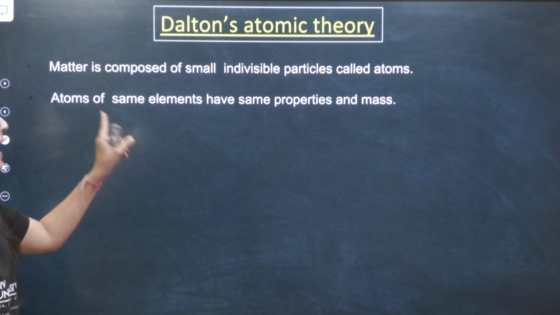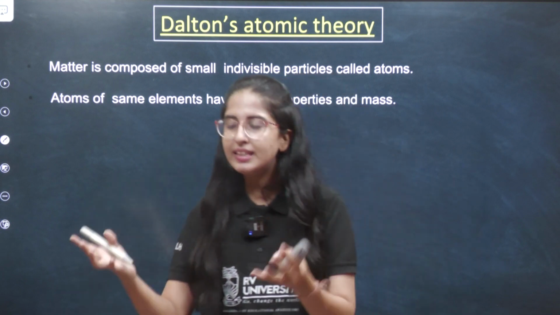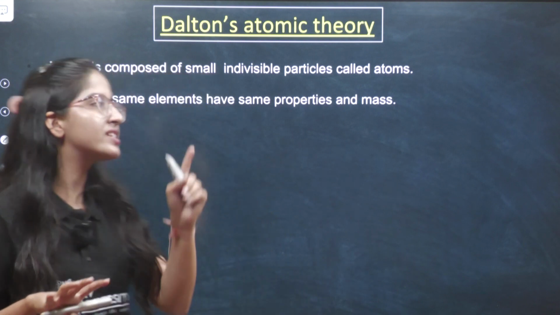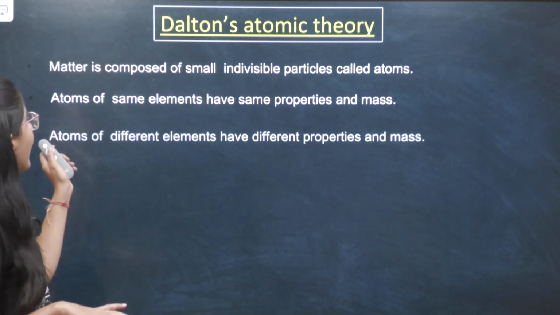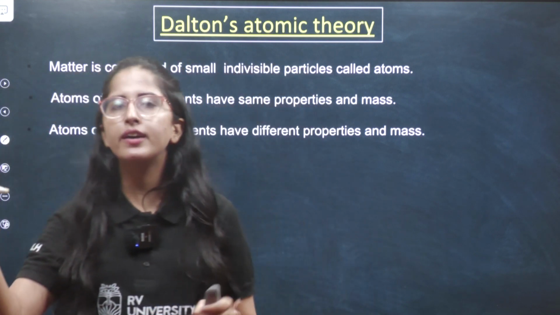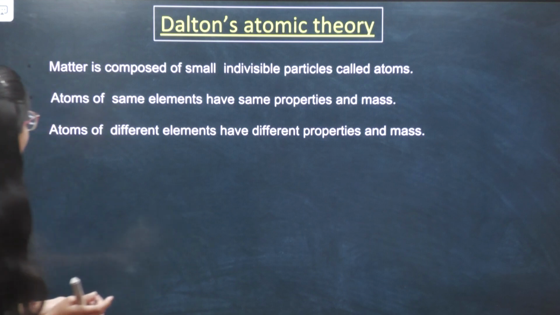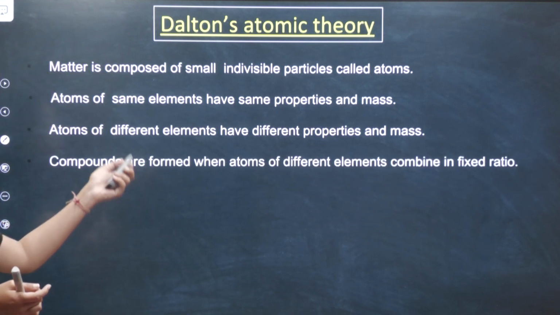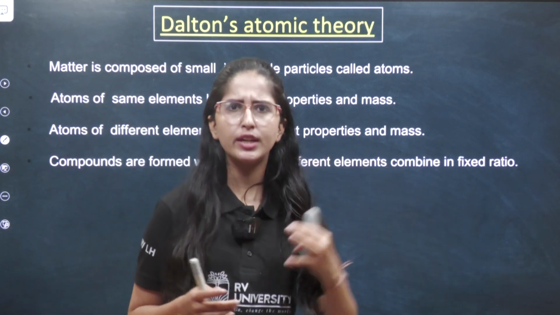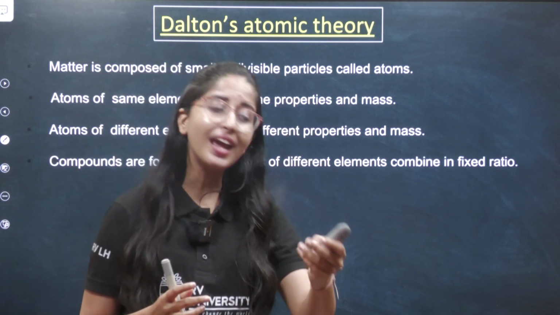Next, atoms of the same element have the same properties and mass. If you take the same element and note down two different atoms, both atoms will have the same properties. Next, atoms of different elements have different properties and mass. If you take an atom of silver and an atom of gold, both have different properties and different masses. The next is that compounds are formed when atoms of different elements combine in a fixed ratio. So when can you expect carbon dioxide to form? When carbon and oxygen atoms combine in a fixed ratio.